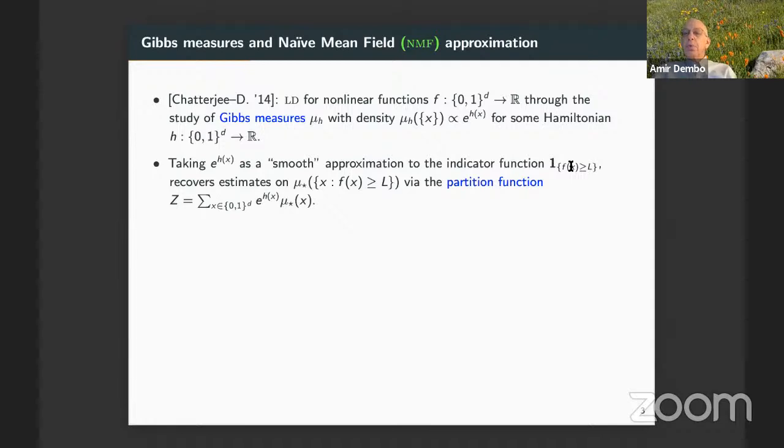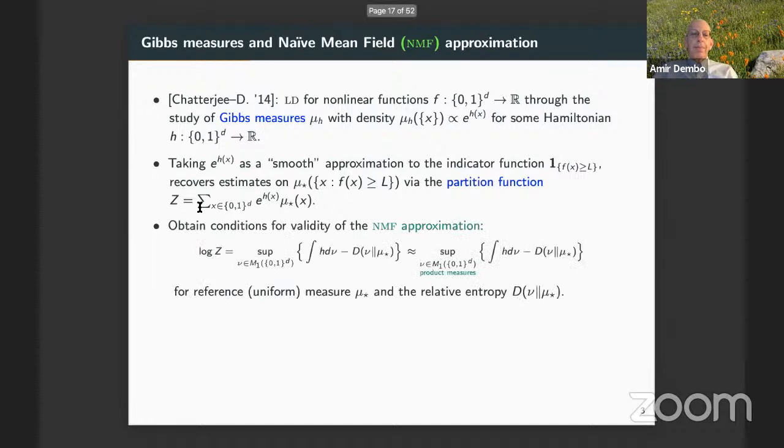So you just make a smoothing calculation of the indicator by moving to a Gibbs measure, and that's very well known in statistical physics and also in probability. The idea then is as follows. It is well known from the theory of large deviations, also well known in statistical physics, that the log of any partition function can be expressed as a duality problem as follows.